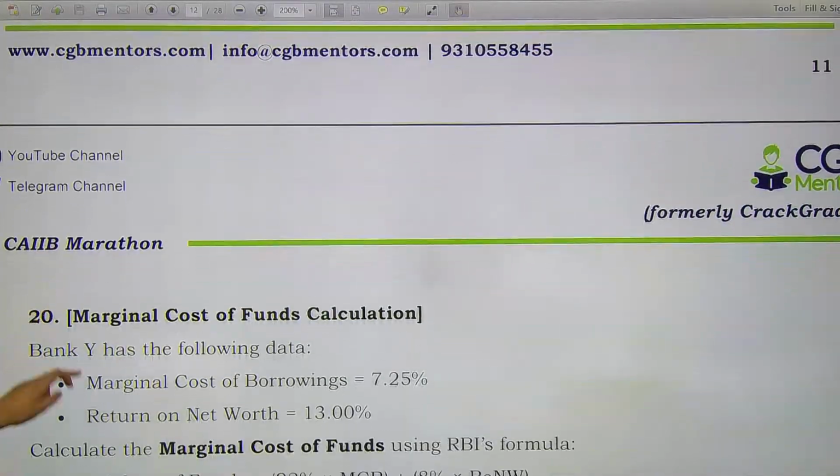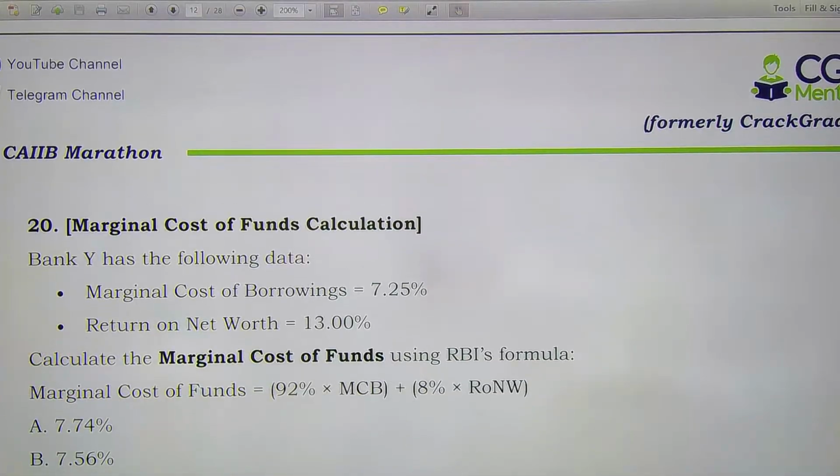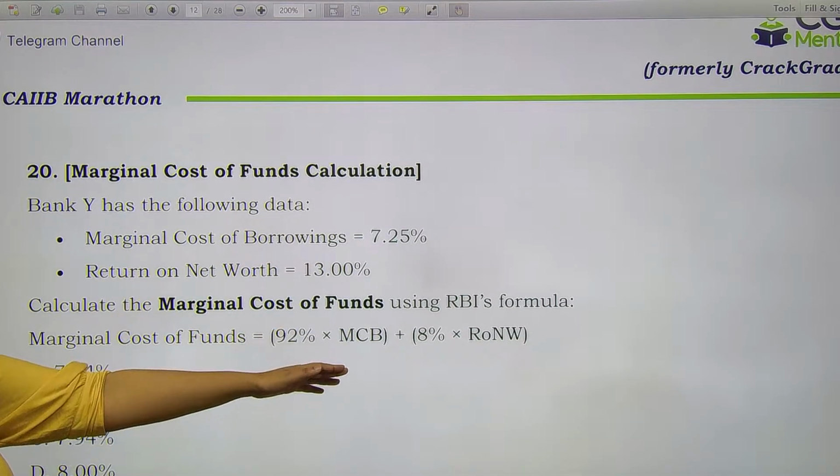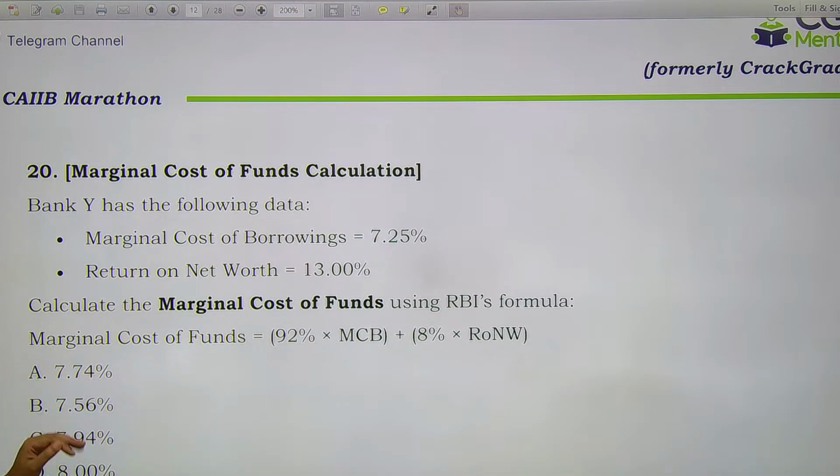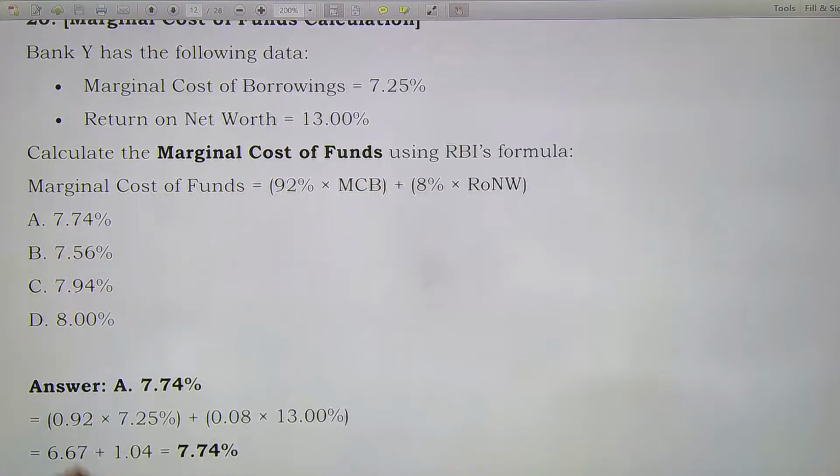Next, Bank Y has the following data: marginal cost of borrowing 7.25, return on net worth 13%. Now you have to calculate the marginal cost of funds. Marginal cost of lending is 92% of your marginal cost of borrowings plus 8% multiplied by return on your net worth. Directly you will multiply and 7.74 is your answer.